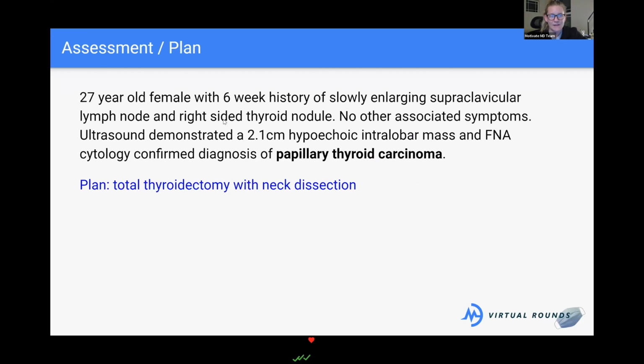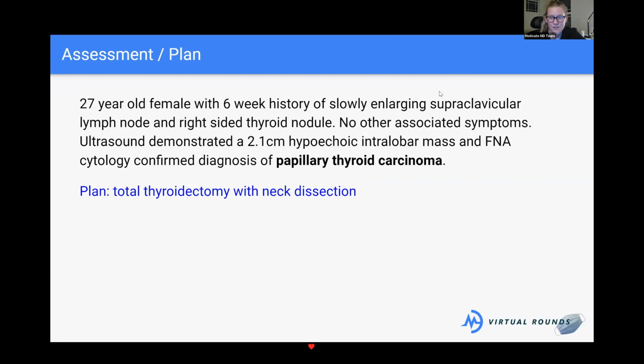So for our assessment and plan, we have a 27, I said 27 now, but it was supposed to be 24, my bad, you guys. This is a 24-year-old patient with a 6-week history of a slowly enlarging supraclavicular lymph node and a right-sided thyroid nodule. She has no other associated symptoms. And on her physical exam, it was just a couple centimeters. So an ultrasound that we did demonstrated a 2.1 centimeter hypoechoic intralobar mass, and the fine needle aspiration cytology confirmed a diagnosis of papillary thyroid carcinoma.